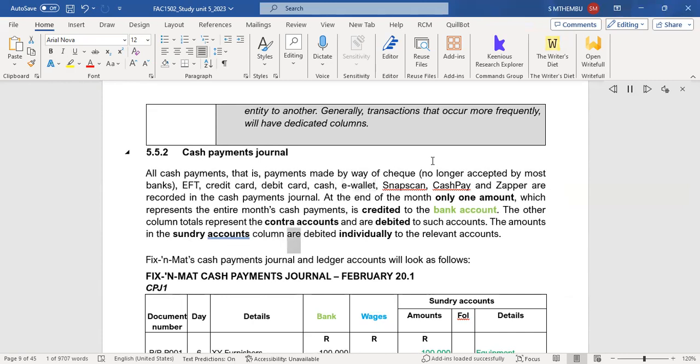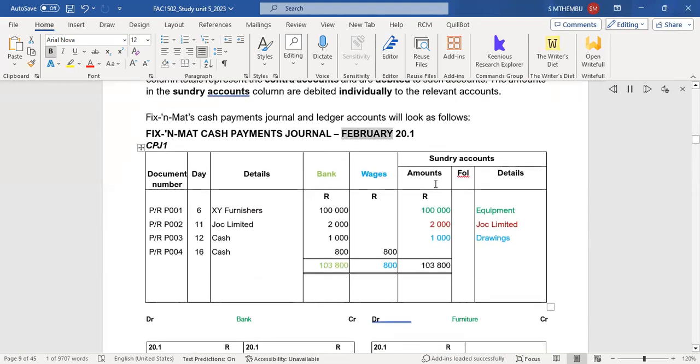The amounts in the sundry accounts column are debited individually to the relevant accounts. FAC1502's cash payments journal and ledger accounts will look as follows. FAC1502 cash payments journal, February 20.1, CPJ1.